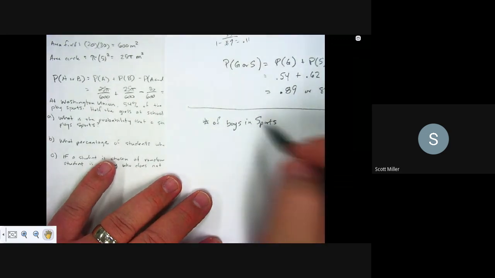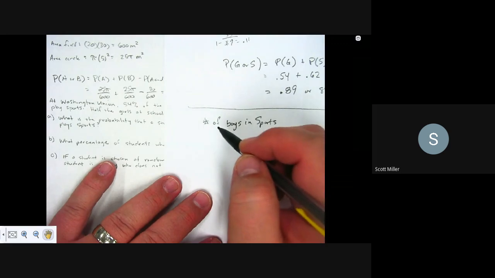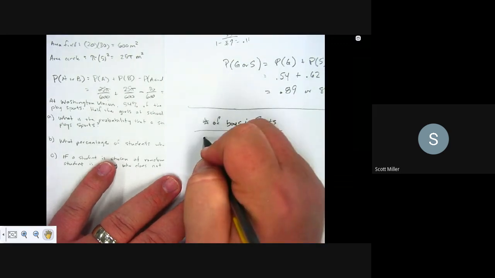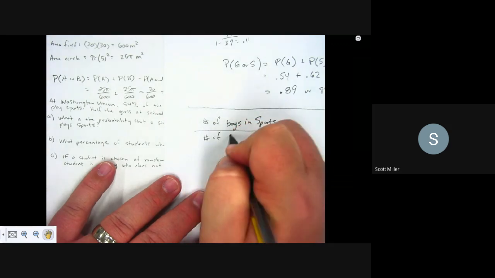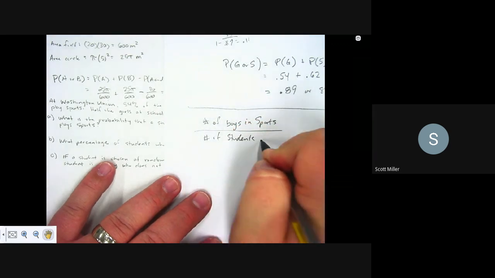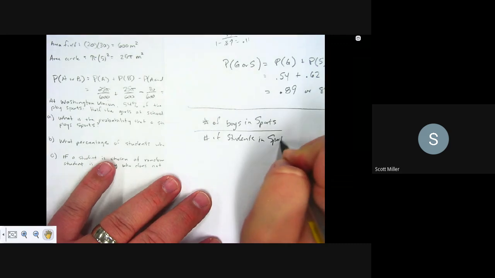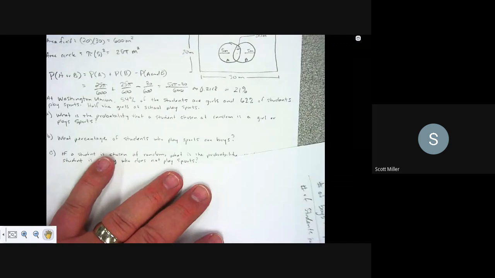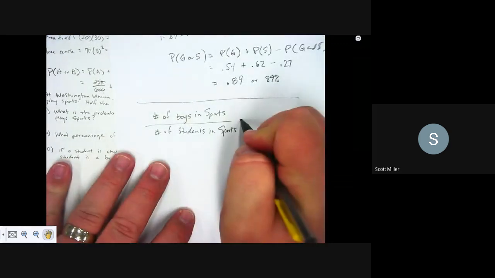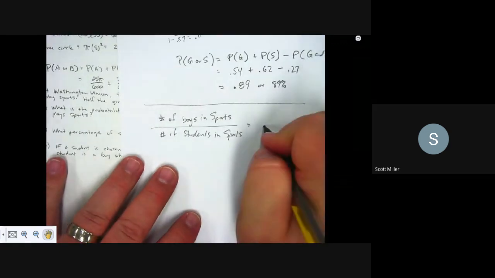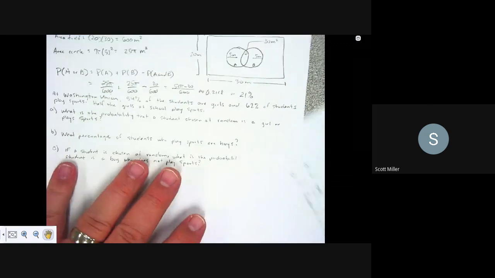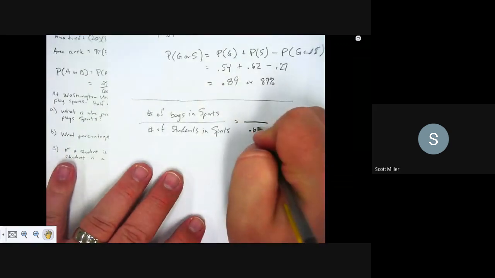okay? So ratios are basically part over total. And so then the other part is, what's the number of students in sports? So that is the percentage of students who play sports are boys, okay? So we're just looking only at the students who play sports. So we need to know that total. Well, down here, the number of students that play sports, we were also told that 62% of the students play sports. So the bottom part is going to be 0.62.